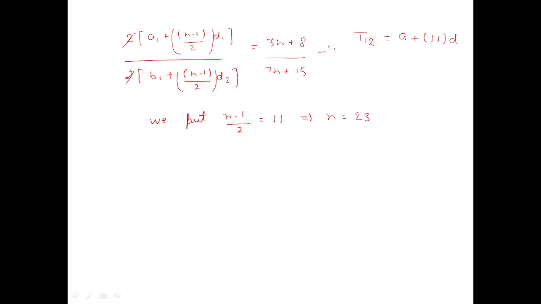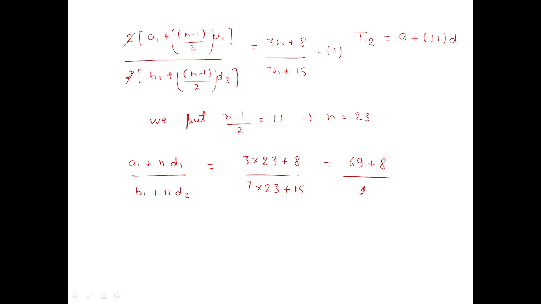Put the value of n in equation 1. So we will get a1 plus 11d1 upon b1 plus 11d2 is equal to 3 into 23 plus 8 upon 7 into 23 plus 15, which is equal to 69 plus 8 upon 7 threes are 21 and 16 plus 15, which is equal to 77 upon 176. 11 sevens are 77 and 16.